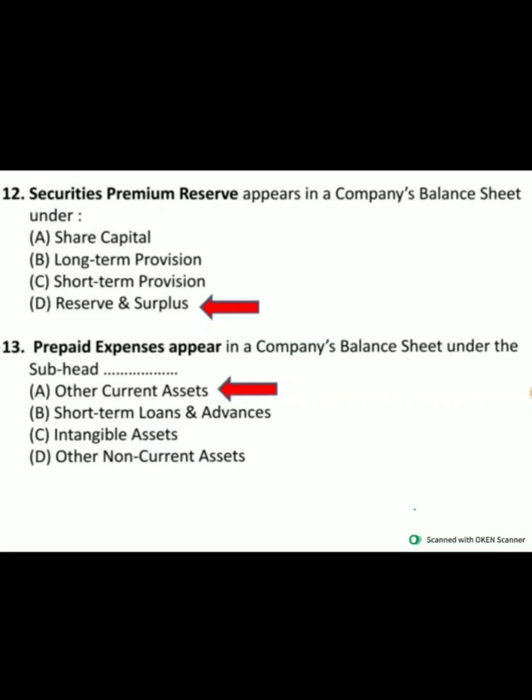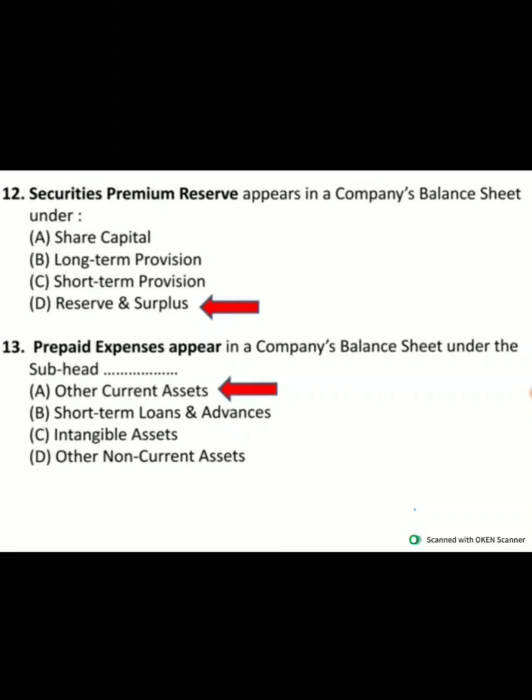Securities premium reserve appears in the company's balance sheet. Obviously, here the word reserve is carried. So the securities premium reserve also appears in the reserves and surplus head only.